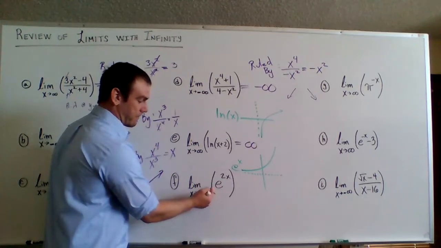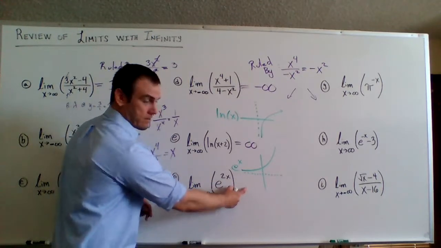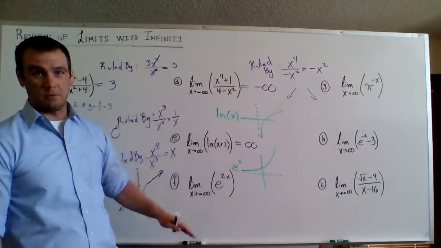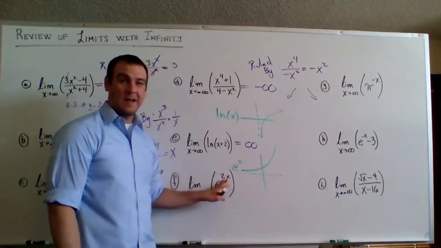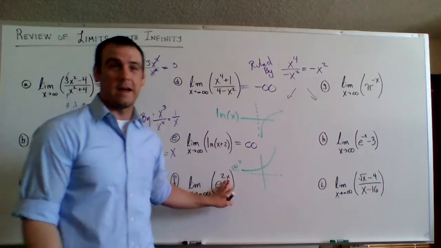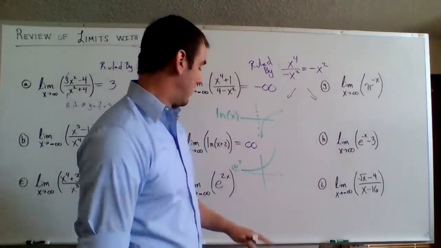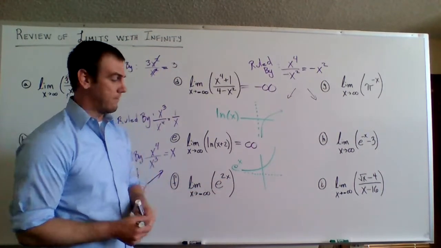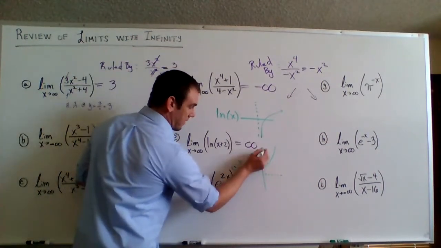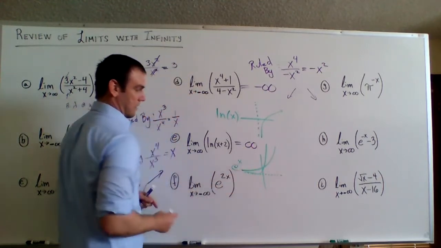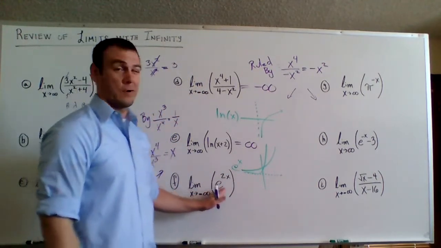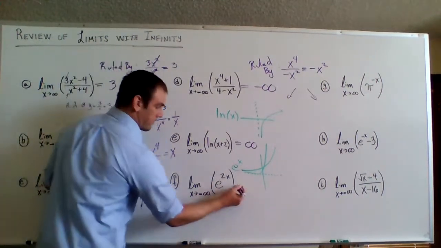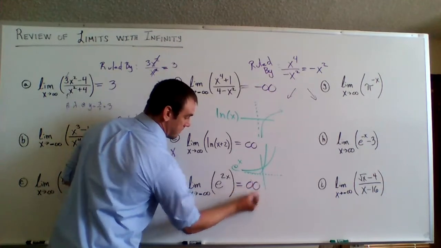If I have something in front of the e, or adding or subtracting at the end of it, that would be outside my function. That would be up and down movement. In my exponent, that's considered inside my function, so it's going to be horizontal. So this is actually going to be a horizontal shrink by 1/2. All that does is make this a little bit skinnier, okay? It has no effect on my right end behavior. My right end behavior is still going to be going up to the right forever and ever. So this is going to approach infinity.